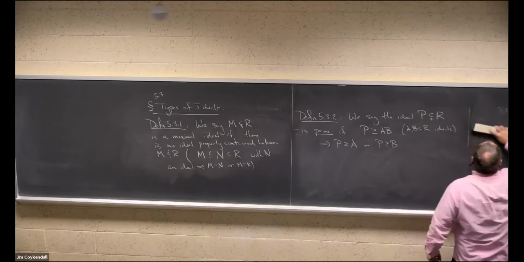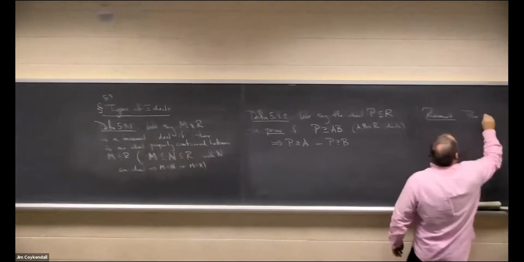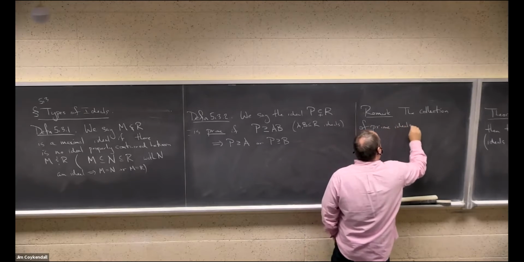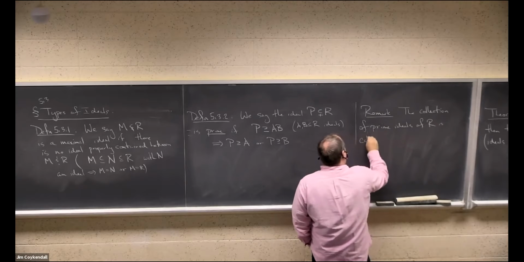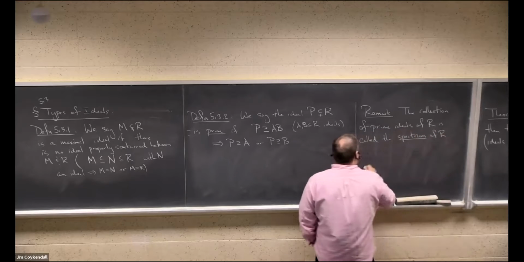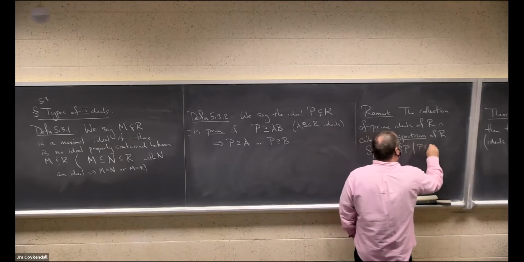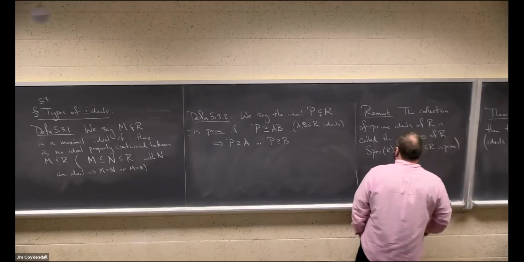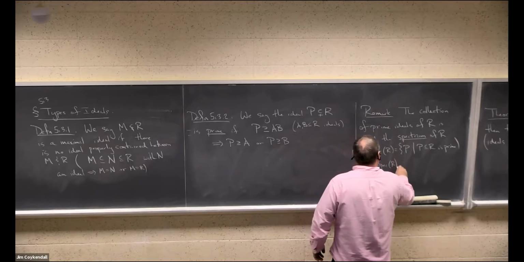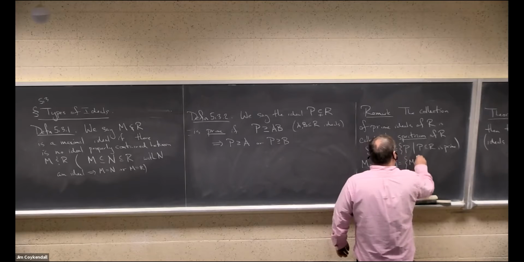Let me give you a notation. The collection of prime ideals is called the spectrum, and it's often written this way: Spec of R. Sometimes people call the collection of maximal ideals the max spec of R.